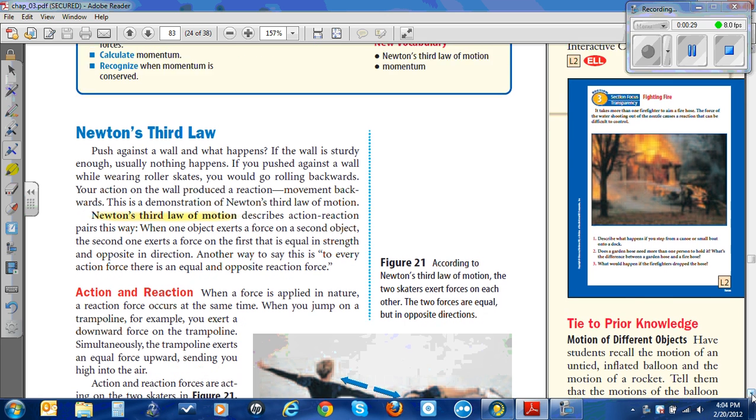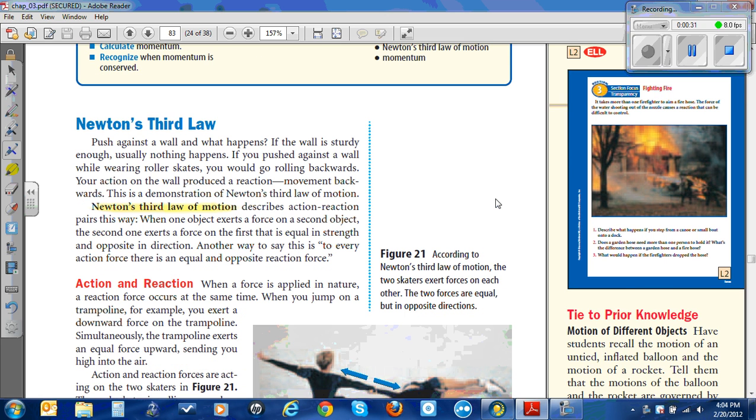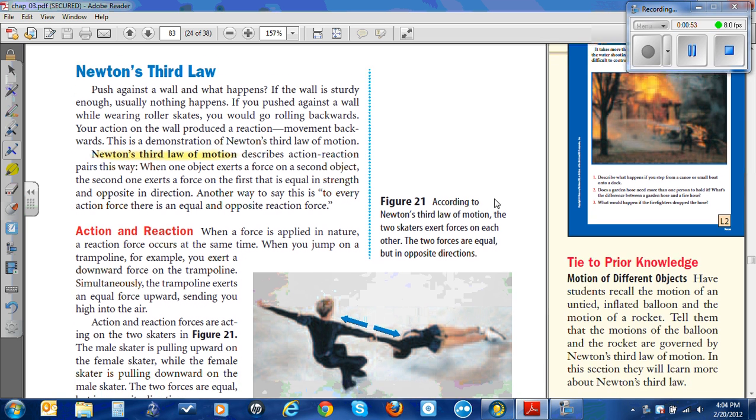Newton's third law of motion describes action-reaction pairs this way. When one object exerts a force on a second object, the second one exerts a force on the first that is equal in strength and opposite in direction. Another way to say this is to every action force, there's an equal and opposite reaction force. Action and reaction.